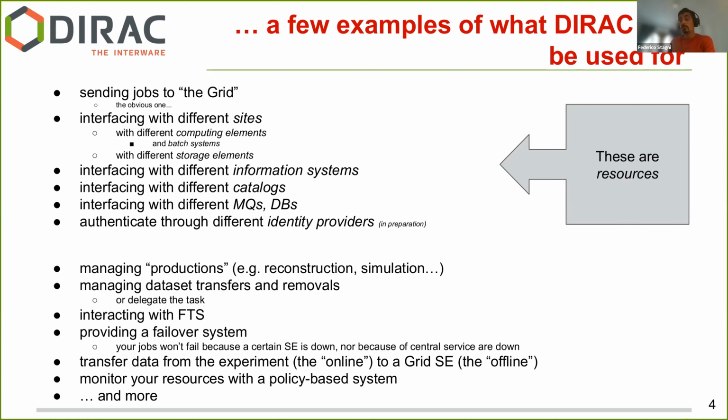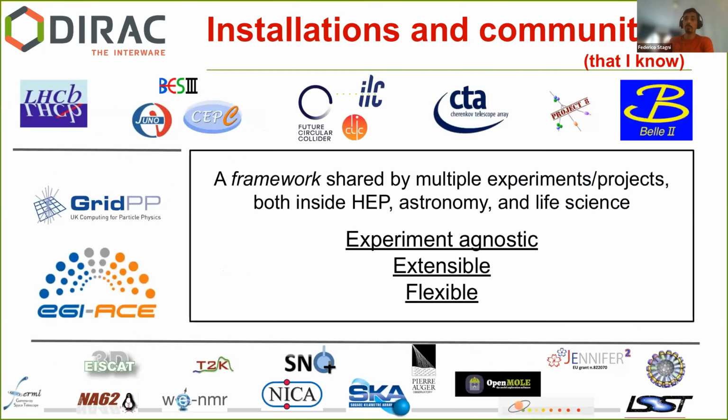You can also use it to transfer data from the experiment, which is often called the online, to the grid storage element, which we often call the offline. Okay, this is, again, a bit of high energy physics terminology, I think, but okay. And then you can monitor your resources with a policy-based system, and of course there are other possibilities.